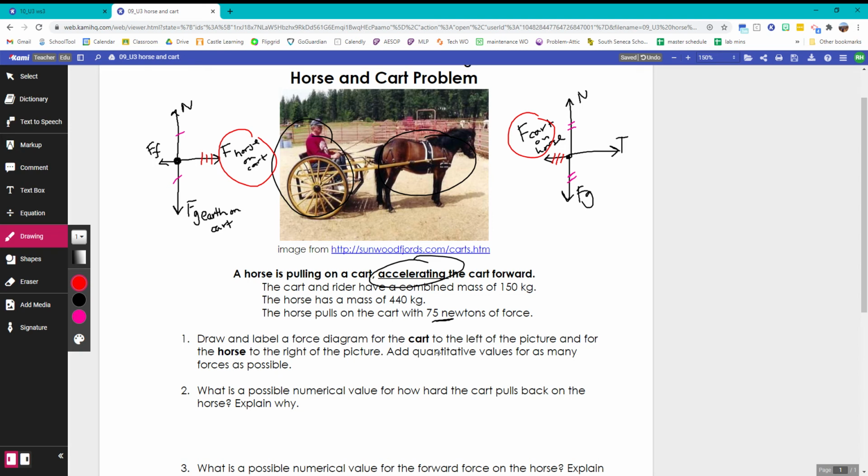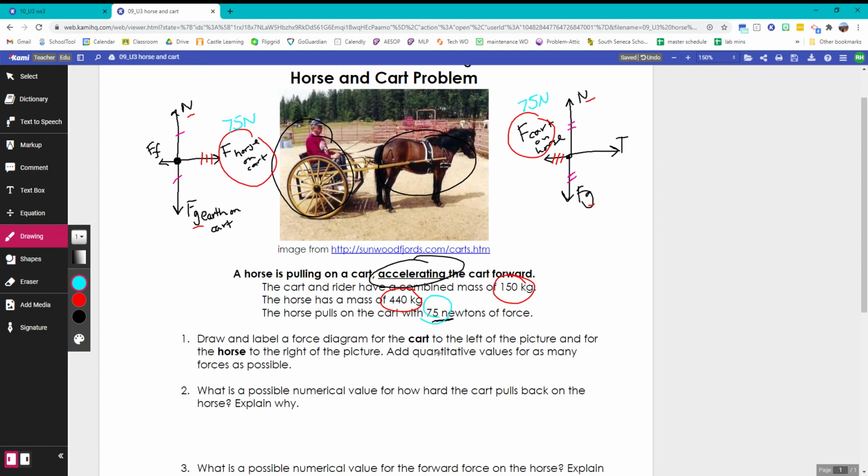And next, you just have to fill in your numbers. So you can solve for force of gravity, knowing the mass on each of them, which means you could solve for also the normal, because they're equal to the force of gravity in each diagram. You know that the horse pulls on the cart with 75 newtons, which means you know that the cart pulls on the horse with 75 newtons.